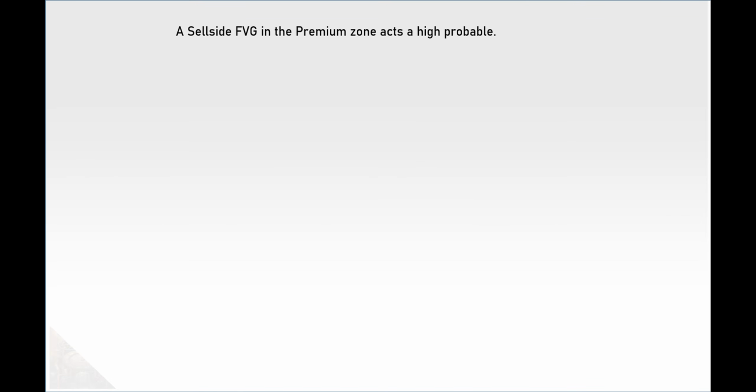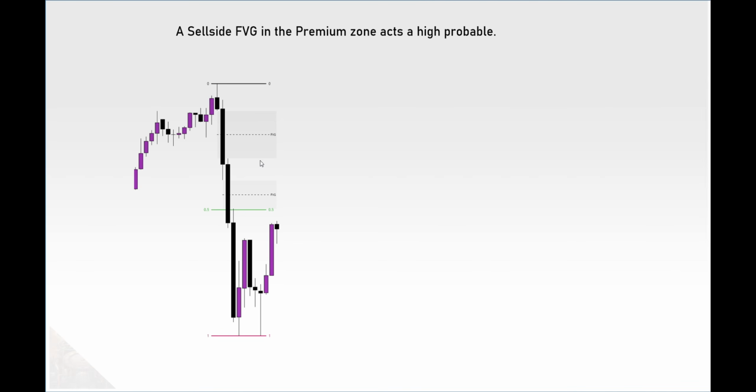So a sell side fair value gap in the premium zone acts as a high probable. Let me show you the example. We have these fair value gaps, this one, also this one, and also this one. We want to see price go above 50% of the fair value gap. You should pick the fair value gap which is above the 0.5 level. So this is the nearest fair value gap which I'm going to pick.